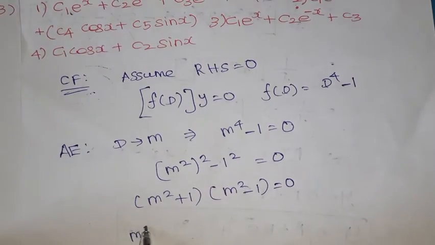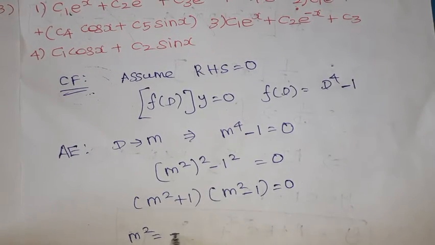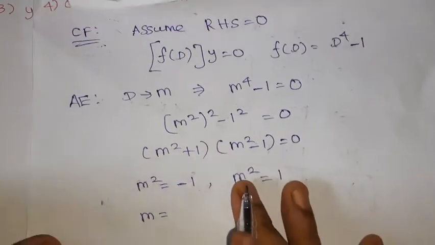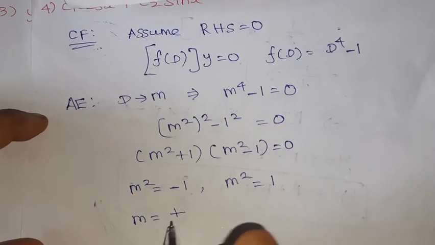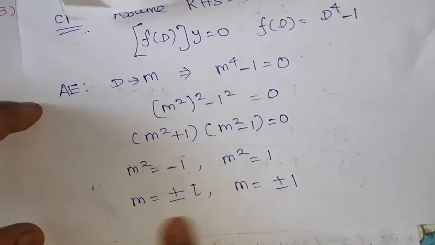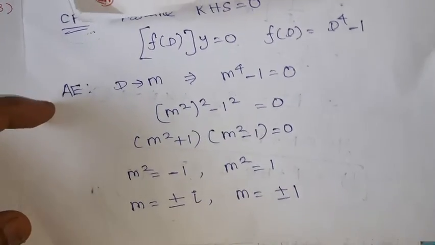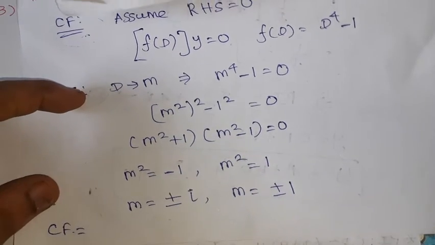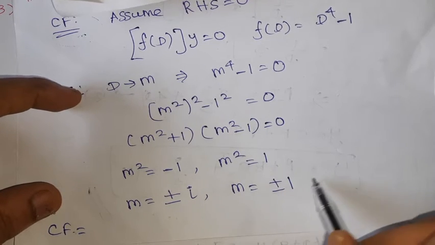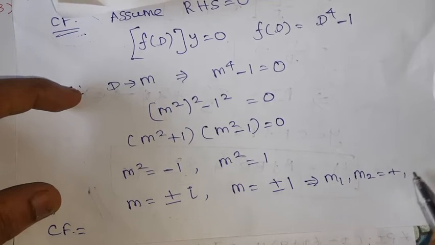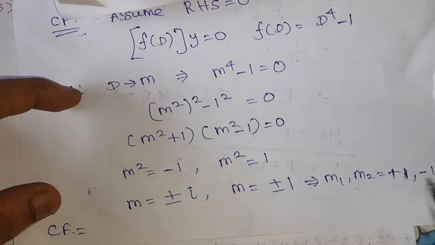So, find the roots. m squared equal to minus 1 here, and m squared equal to plus 1 here. m equal to square root of minus 1, so we get plus or minus i. Here m equal to plus or minus 1. Okay, 4 roots for m. So, we will have 4 complementary function terms. By taking these, the roots are plus 1 and minus 1, m1 and m2 equal to plus 1 and minus 1. So, roots are real and unequal.